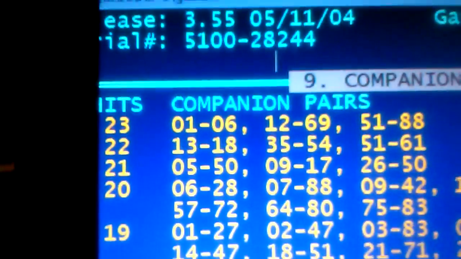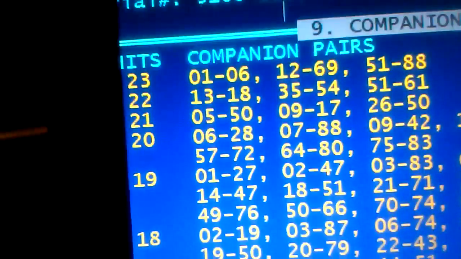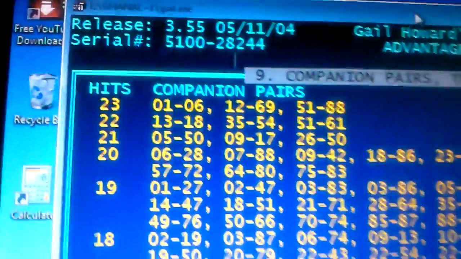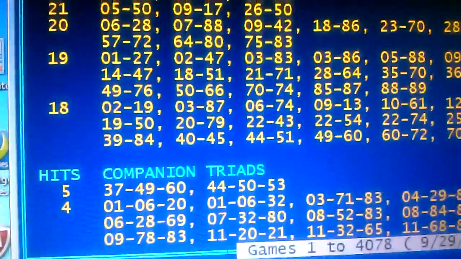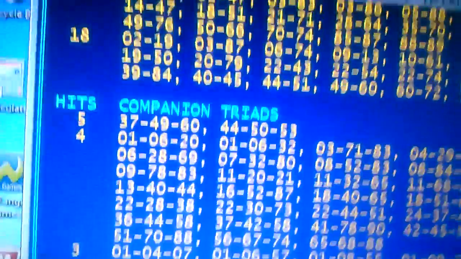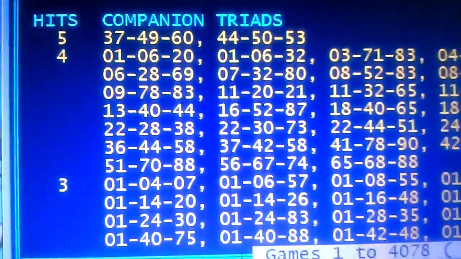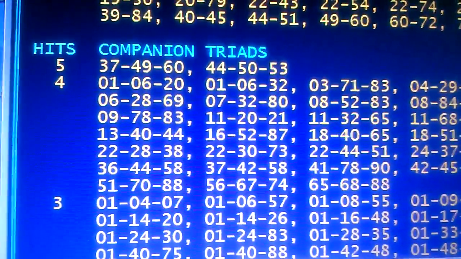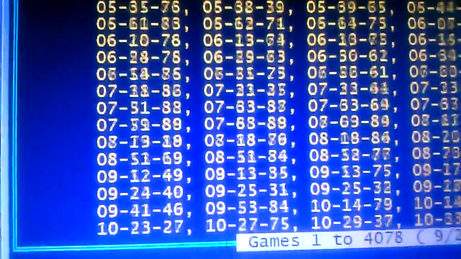But look at this. You'll see where the numbers 1 and 6 have been in a drawing together 23 times. 23 times in the Ghana lottery, they have hit together. And you'll see 12 and 69 did the same thing, as well as 51 and 88. And look at this. Look down. You'll see where the numbers 37, 49, and 60 have hit together 5 times. And the numbers 44, 50, and 53, they have hit together 5 times. And then you can go down. Look, see, it's endless.